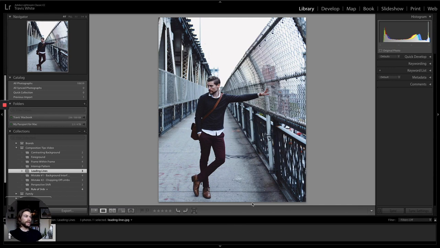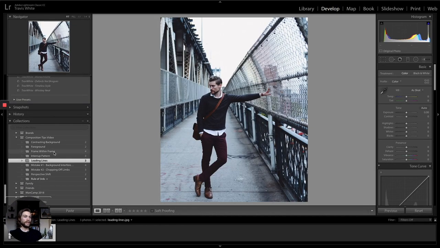So this is on the Manhattan Bridge in New York. You can have leading lines on the left and leading lines on the right, and you can just see them pointing at where you want to look. So that's what leading lines do. They drive and guide people's eyes to exactly where on the photo you want them to look.